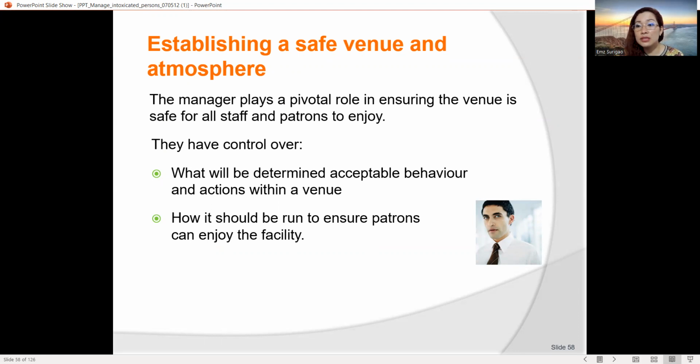So there are rules and regulations to be posted before they come inside, or that they will be accepted inside the premises. They should have the rules that only this type of controlled measure of alcoholic beverages will be served. Okay, so they are informed beforehand.